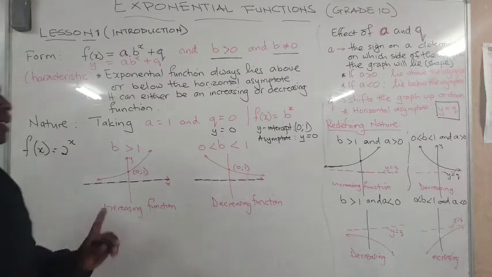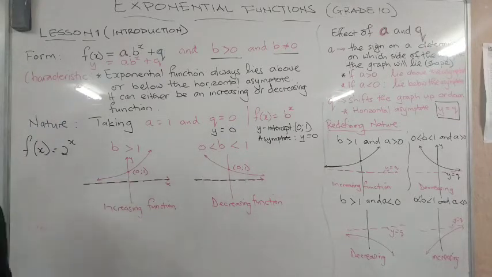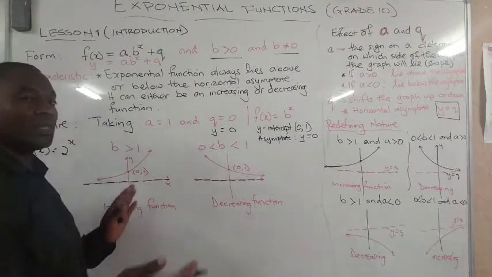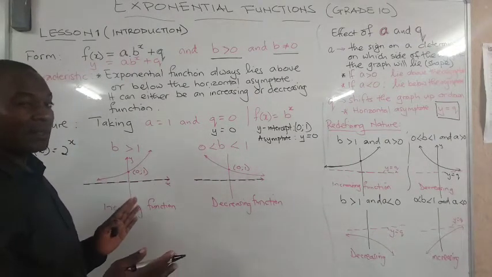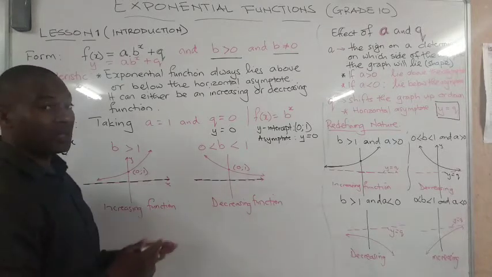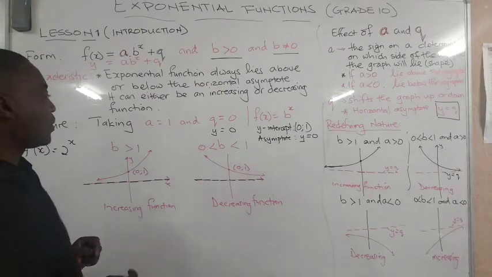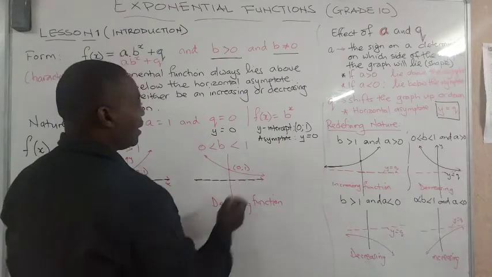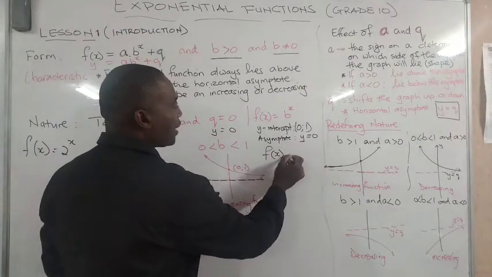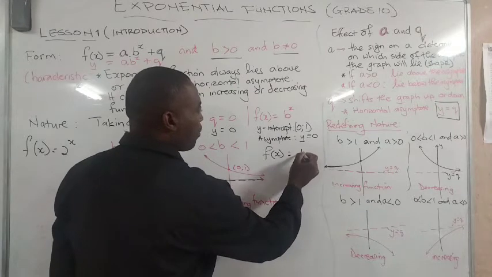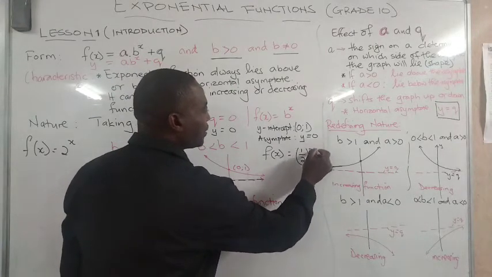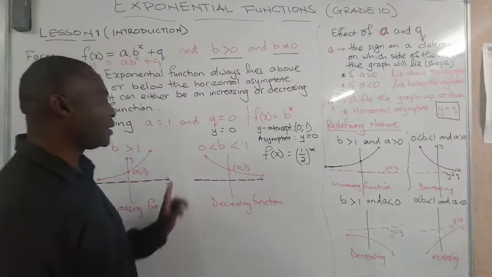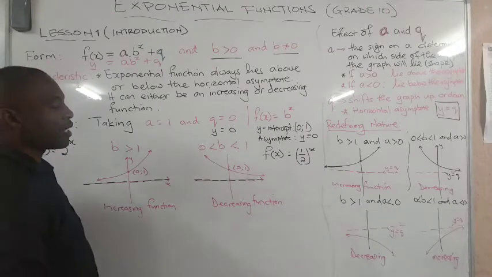Alright? And then the other condition on b that we need to cater for, b can be between 0 and 1. That basically means that we are saying b is a fraction. So if b is a fraction, which will be 1 over something, like f of x is equal to 1 over 2 raised to the power x. Your b is a fraction that is between 0 and 1. So what kind of a graph are we going to have?